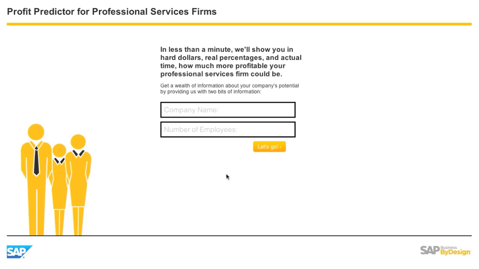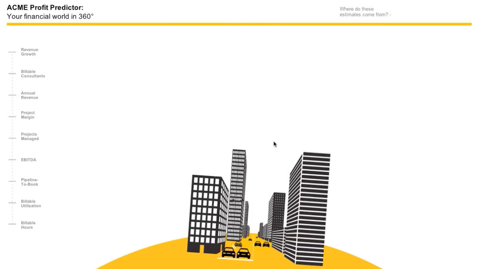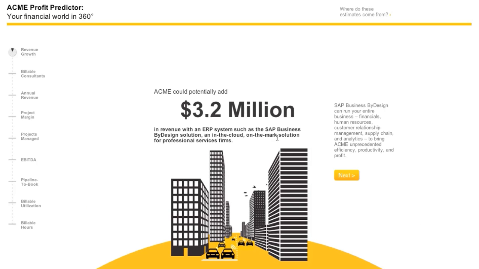And what we've done is we've allowed them to input two pieces of information, their company name and the number of employees. So I'm going to input Acme. And I'll say I have 200 employees, and then I would select Let's Go, and then what happens is I'm immediately brought to a page and I have a quick disclaimer pop up.